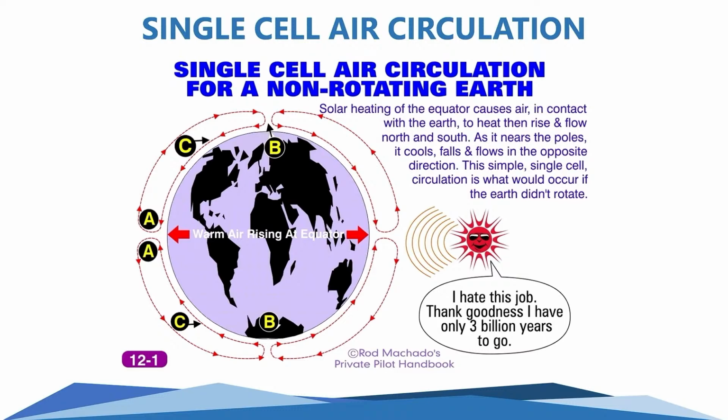So the unequal heating of the Earth's surface creates large air cell circulation patterns. Don't be intimidated by this. Cell air circulation is just a fancy, sciencey way of saying wind.